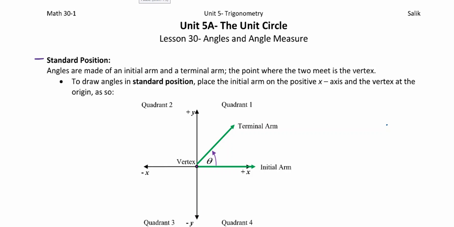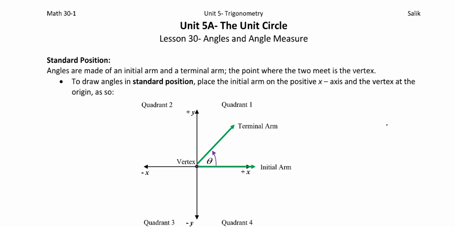Lesson 30, angles and angle measure. Okay, so good news is for this lesson, it's actually going to be quite a lot of review from Math 20-1. A couple new things, but for the most part, it's going to be stuff you guys know already. So a couple of things about measuring angles here.